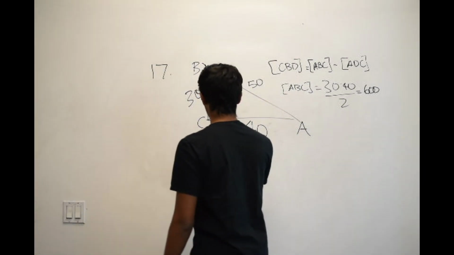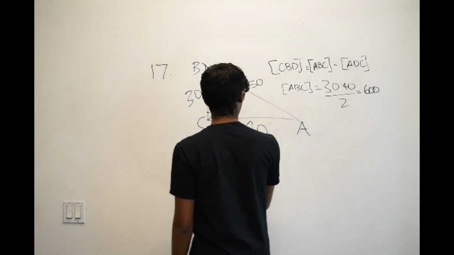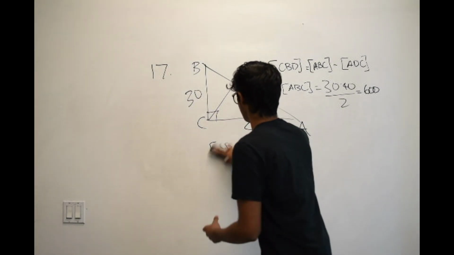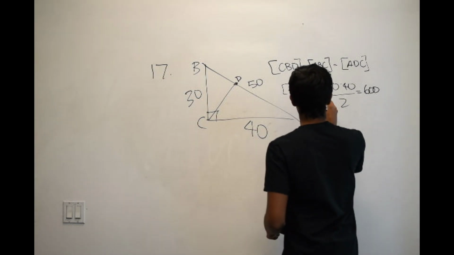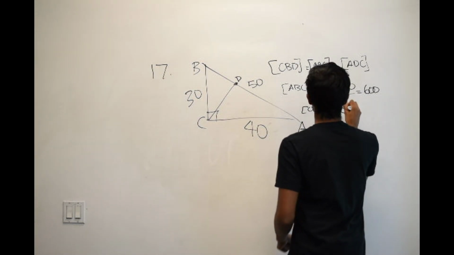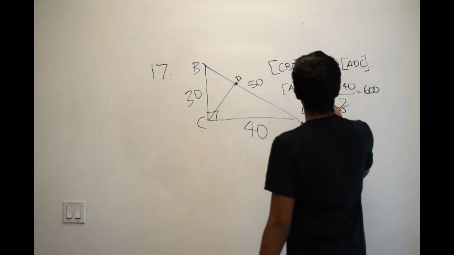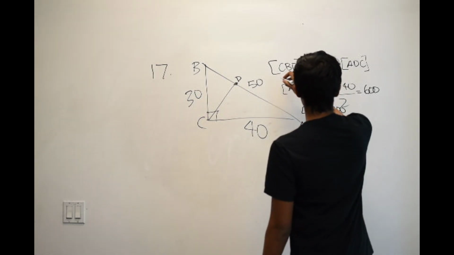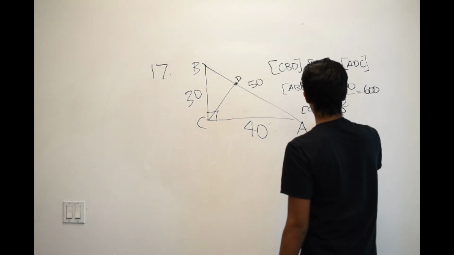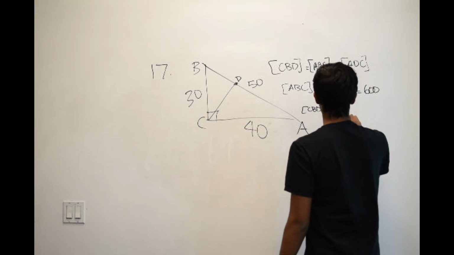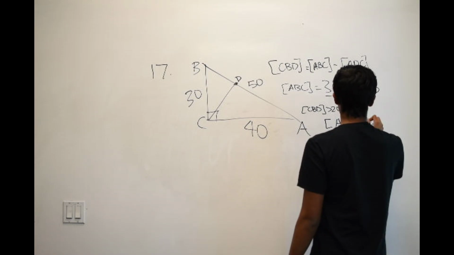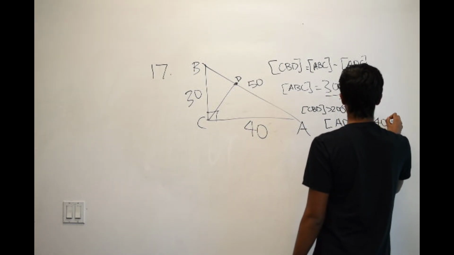So we want the area of CBD to be greater than 200. So that means, from this equality statement, we want the area of ADC to be less than 400.